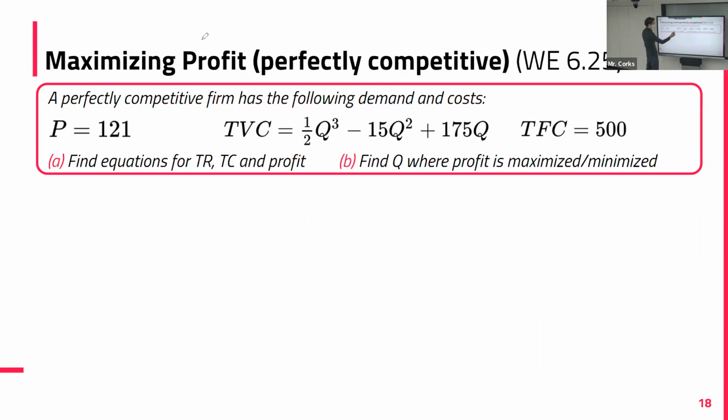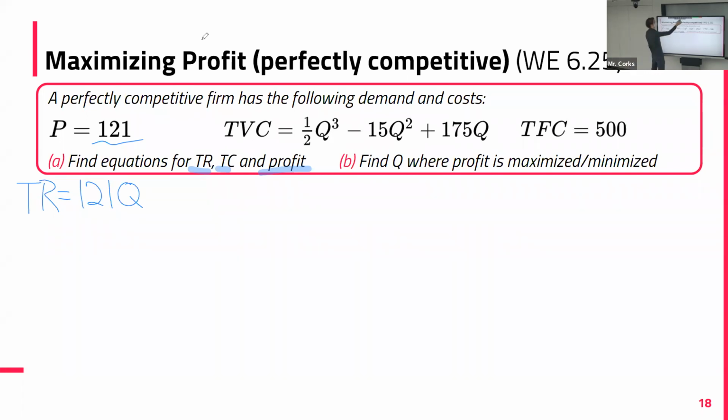So we need total revenue, total cost, and profit equations to begin with. How will we make a total revenue equation? How do we define total revenue? P multiplied by Q. Okay, let's do the total revenue first. So it's P times Q, and if P is 121, what's our equation? It's just 121Q. That's it. Very simple.